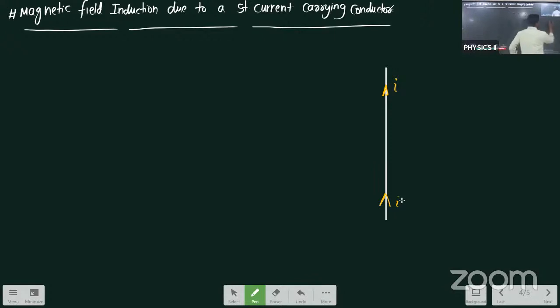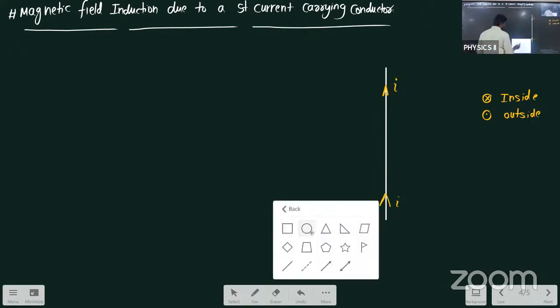And yesterday we further discussed that we'll be using the cross symbol whenever the magnetic field is going inside, and we'll be using the dot symbol whenever the magnetic field is coming outside. Now see here, due to a straight current carrying conductor, the magnetic field will be created around the current carrying conductor, something like this.